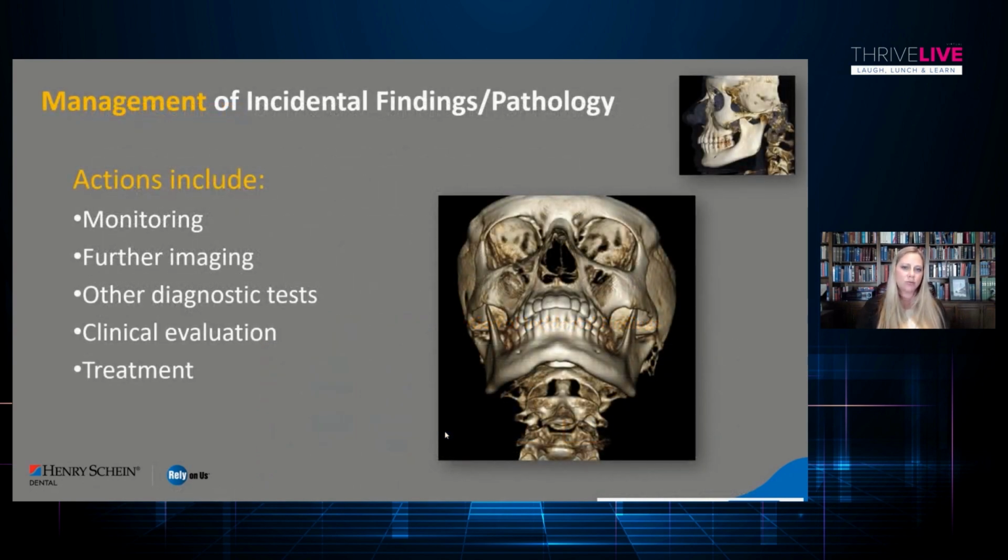So our actions for approximately the 30% that we have to do something with, we're going to either monitor, they might need further imaging, other diagnostic tests, maybe vitality testing. Maybe we need to go back and do a clinical evaluation to try to correlate what we've seen in our scan. Perhaps we are looking for that drainage that I talked about previously. We're trying to decide whether we have a chronic inflammation versus a malignancy. And then, of course, as we talked about, 30% will probably need treatment.